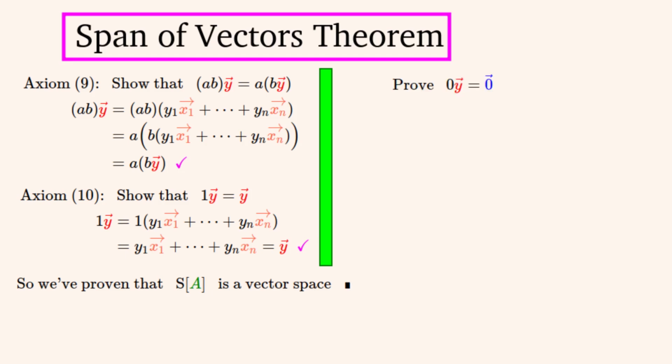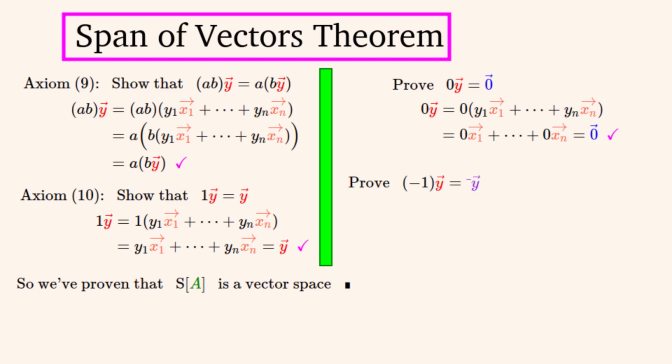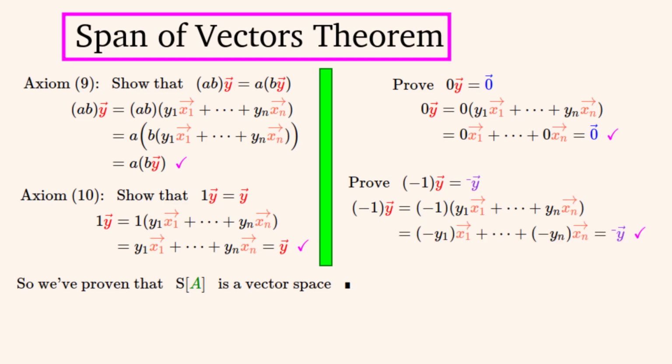Now we'll attempt to prove these theorems that we've proven before to be true for the span of A. We'll start with this theorem that multiplying any vector by 0 gives us the 0 vector. So we'll expand the left-hand side, which gives us this vector, which is the definition of the 0 vector. So now we've proven this theorem. Now to prove this theorem, we'll expand out the left-hand side, which will give us this vector, which gives us the negative of the vector that we multiplied by -1, which proves this theorem for this vector space.